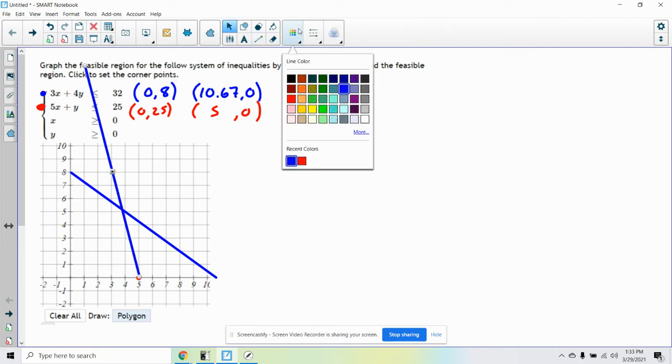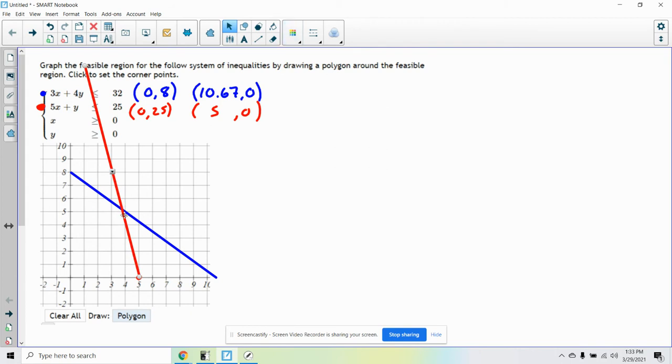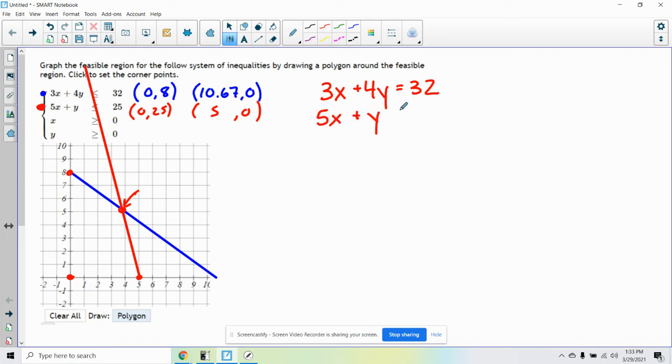Okay. So what I want to do is figure out where these two lines cross. I want to find this point of intersection. I know this point. This is 0, 0. I need to find the point of intersection, and I'm going to graph that polygon like that. So I'm going to write them out. 3x plus 4y equals 32. And 5x plus y equals 25.